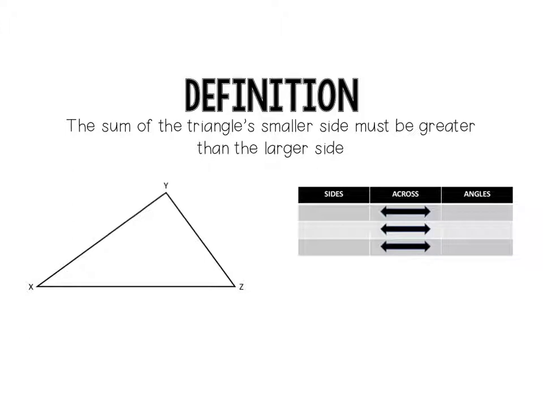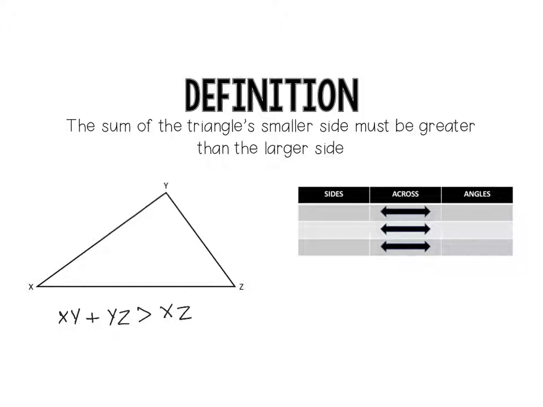So when I'm looking at this, I've got XY, YZ, and XZ. So XY plus YZ has to be greater than XZ for this to be a triangle.